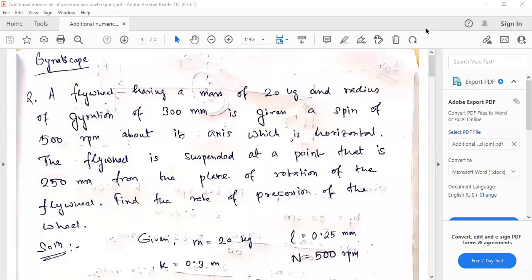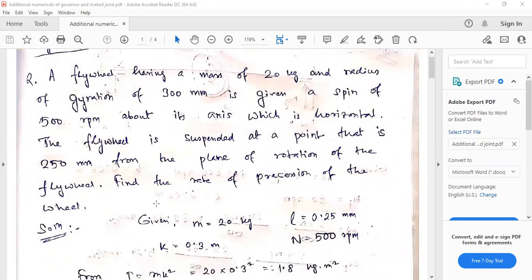Hello dear students. In this lecture, we will see some additional problems of gyroscope and understand their solutions. Now, let's see the first problem. Here, a flywheel having a mass of 20 kg and radius of gyration of 300 mm is given a spin of 500 rpm about its axis, which is horizontal.